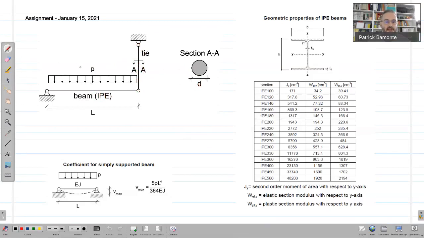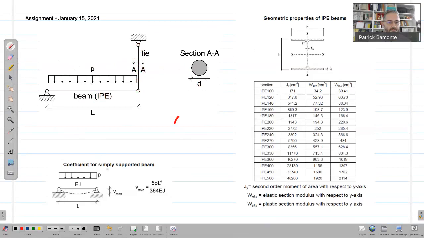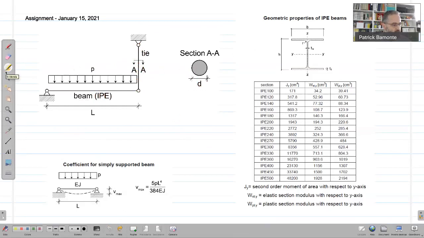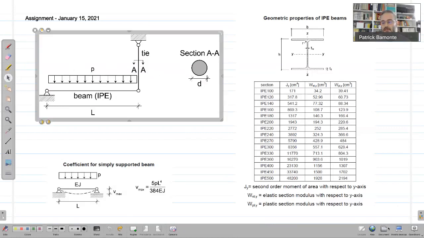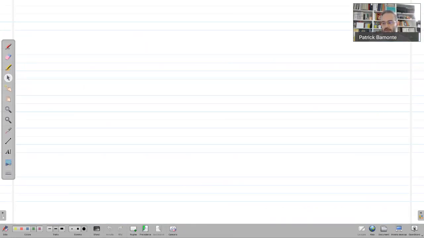So how was this exercise to be solved? The first part of the question was, perform the structural analysis of the beam by plotting the diagrams of the internal forces, shear and bending moment as a function of P and L, okay? So first task is basically to design this member, this horizontal member. And then there was a point B that said, determine the tension force in the tie as a function of P and L. So how was this to be done?